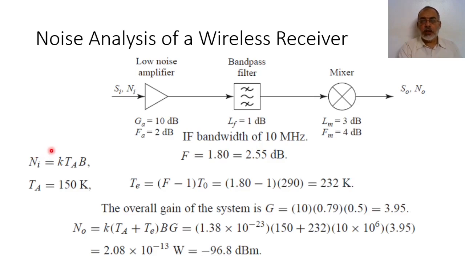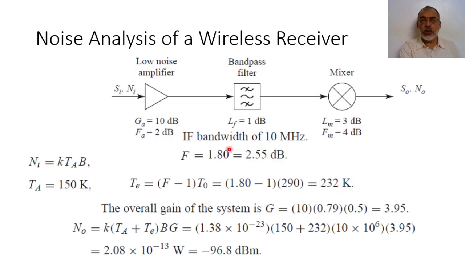Or in other words, we can determine the total equivalent noise temperature for this system, which is the noise figure minus 1 multiplied by T naught. And T naught here is the room temperature, which is 290 degrees Kelvin. So we already calculated the noise figure as a ratio, 1.8. So the equivalent noise temperature for this receiver would be 1.8 minus 1 multiplied by 290. It would be 232 Kelvin.